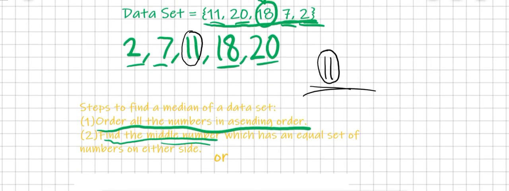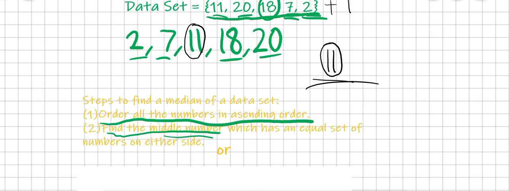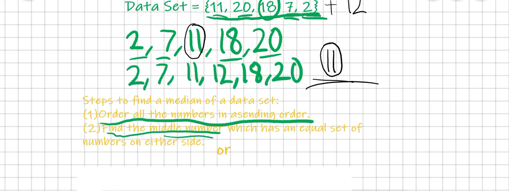But now, what if I added a little 12 in there? Then let's do the same thing. So now we go one number on the left, another number on the right, one number on the left, another number on the right. But then we're left with 2 numbers in the middle. So what do we do there? Because there's no number here between 11 and 12, so how do we find a middle number when there's 2 numbers in the middle?